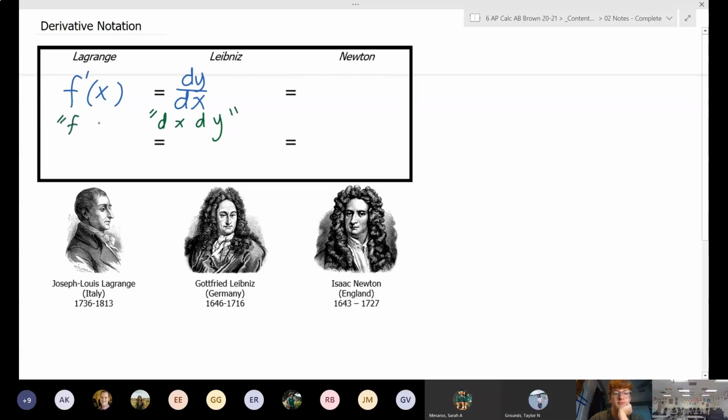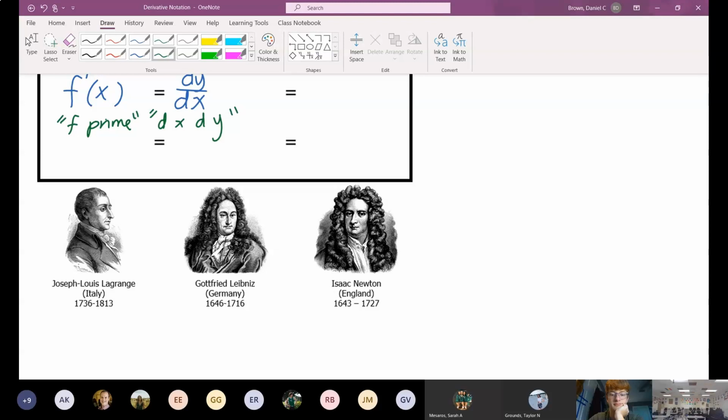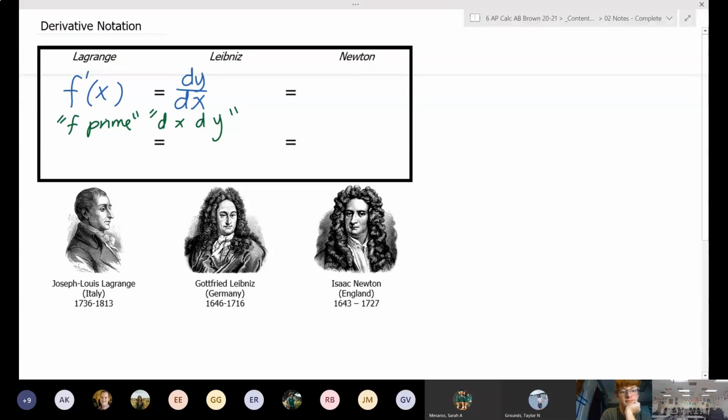F prime is how we say the Lagrange. Those are the main two ways we will represent the derivative in this class. Those symbols are interchangeable. Newton also had a way to write it. His kind of looks like the Lagrangian way, but he used a dot over the variable y. We don't really see that in modern terms; we typically look at the Lagrange notation and the Leibniz.